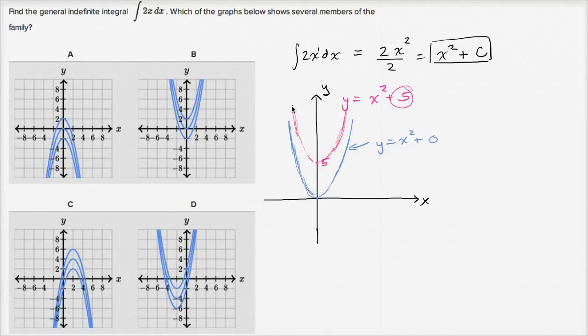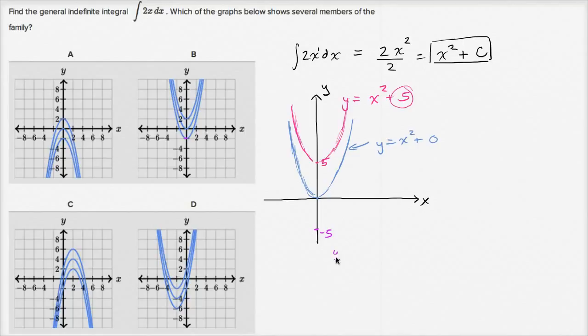We just shifted it up. Now you might be saying, okay, well that kind of looks like this choice right over here, but this choice also has some choices that start down here. I thought we're adding a constant, but you remember, this constant can be any constant. It could be a negative value. So in this case, c is 5. In this case, c is 0, but c could also be negative 5.